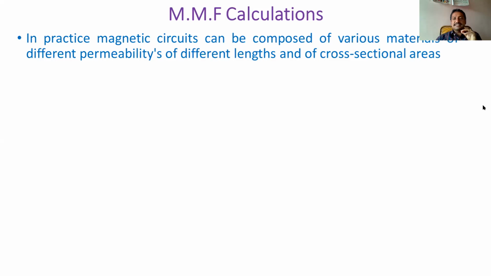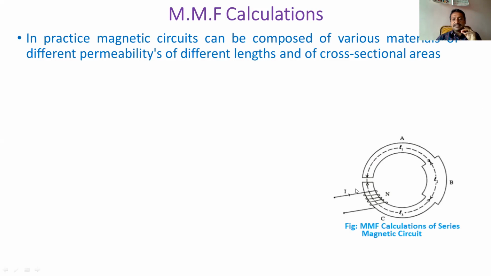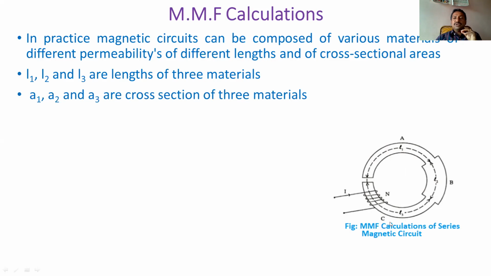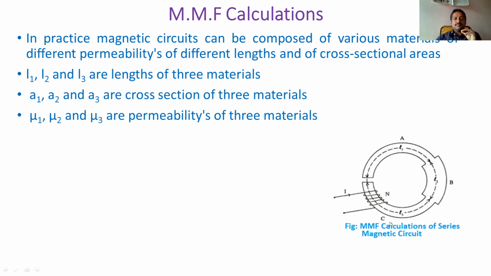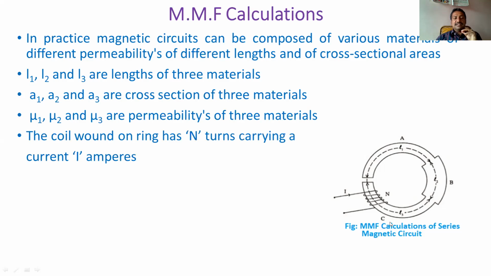Next, MMF calculations. See here, in practice, magnetic circuits can be composed of various materials and different permeabilities, different lengths, cross-section areas. So this is one material, another material, A, B, C. Different lengths L1, L2, L3. Different cross-section areas A1, A2, A3. Different permeabilities mu1, mu2, mu3. L1, L2, L3 are lengths of the three materials. A1, A2, A3 are cross-section areas of the three materials. Mu1, mu2, mu3 are permeabilities of the three materials.